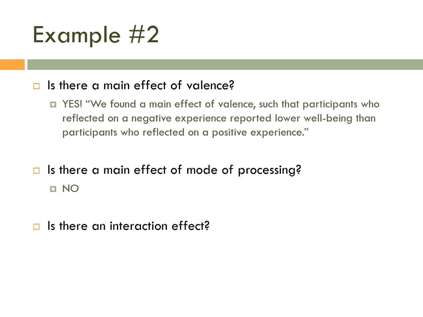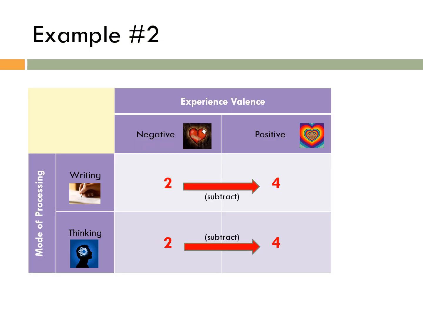Third question, is there an interaction effect? So we look at the simple effects, and are they different? So here is one version of looking at the simple effects. We can see, is there an effect of valence experience on well-being when only looking at writing, that 2 versus 4? And then is there a simple effect of the experience valence, negative versus positive, when only looking at thinking activities? So we subtract them, they're both negative 2. Are those different from each other?